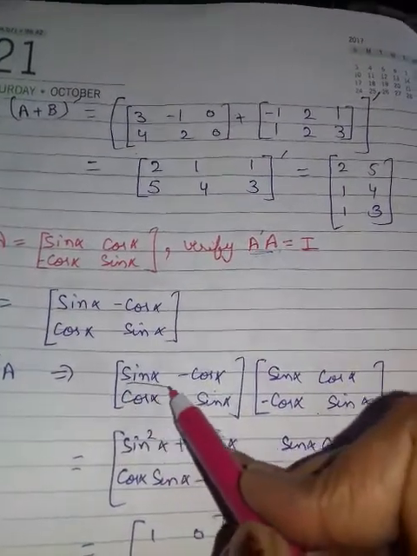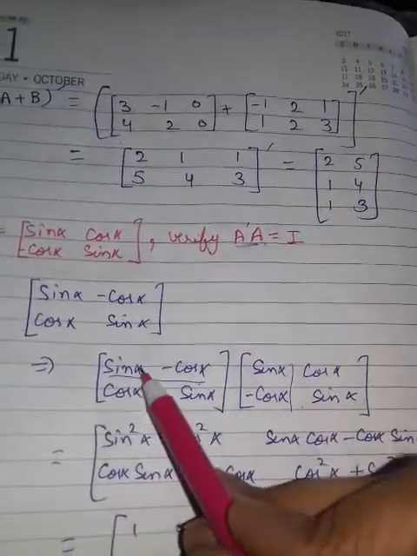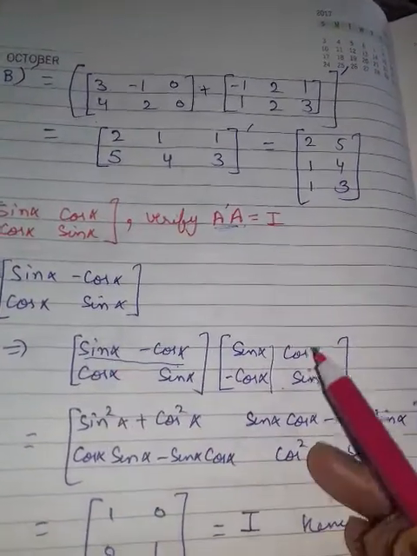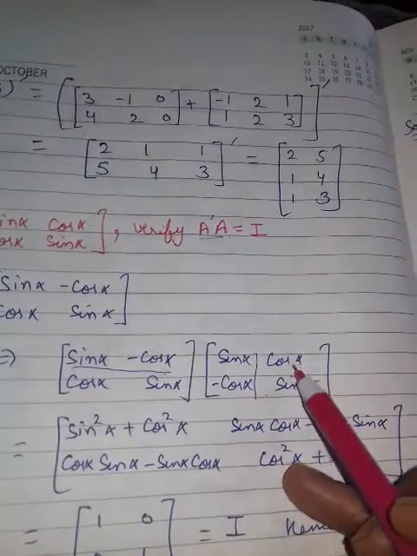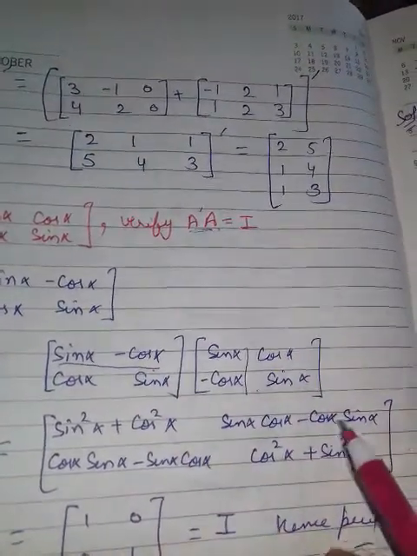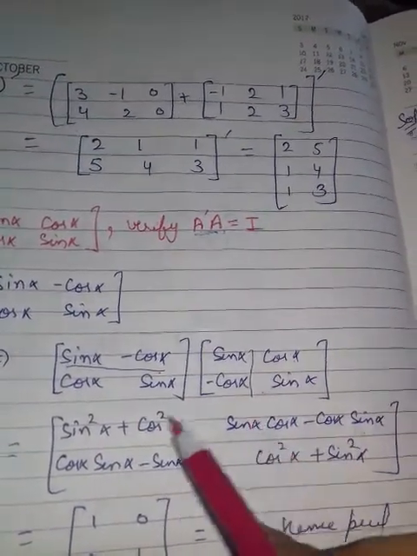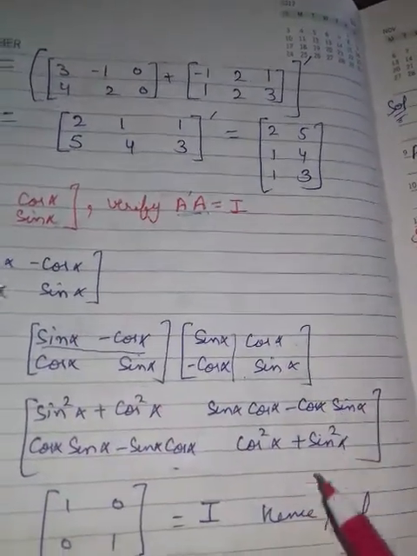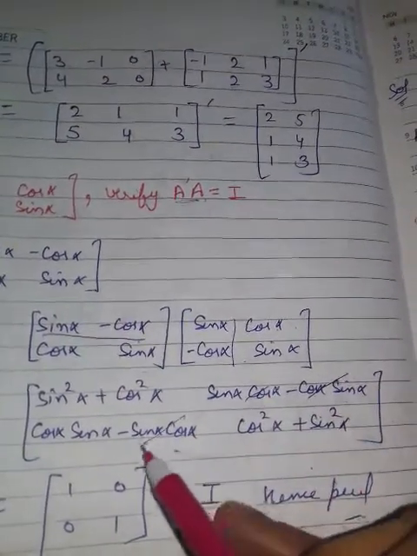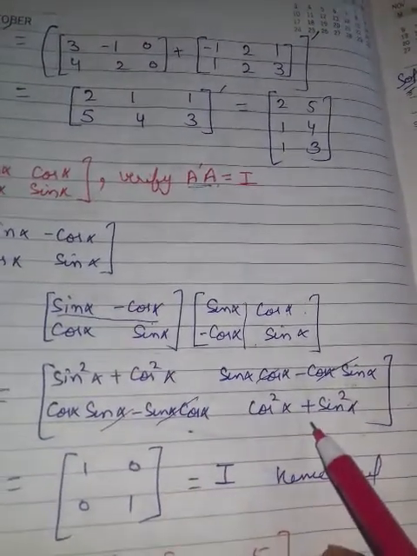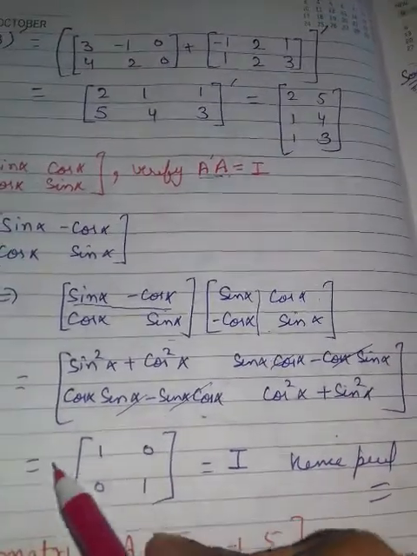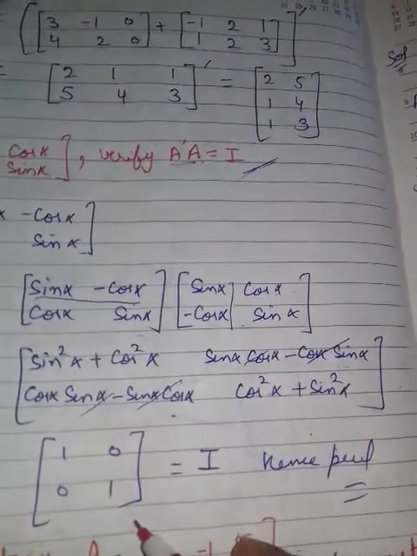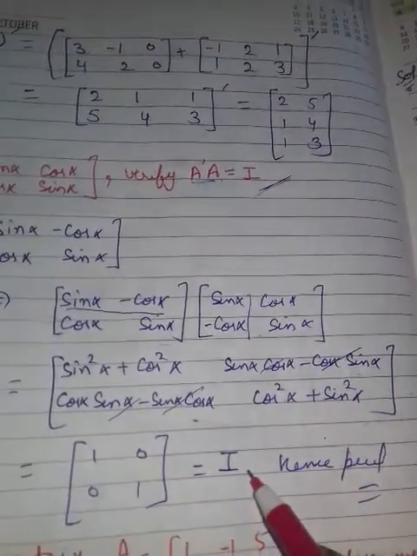Now you will take first row with the first column. So I multiplied cosine square plus cos square alpha. Then first row with the second column, sine alpha cos alpha minus cos alpha sine alpha. Now second row with the first, cos sine minus sine cos, cos square plus sine square. These are cancelling. One, this is your identity of trigonometry. So you know what is this? This is your identity, your unit matrix, because in diagonal all 1 are there and others are 0.